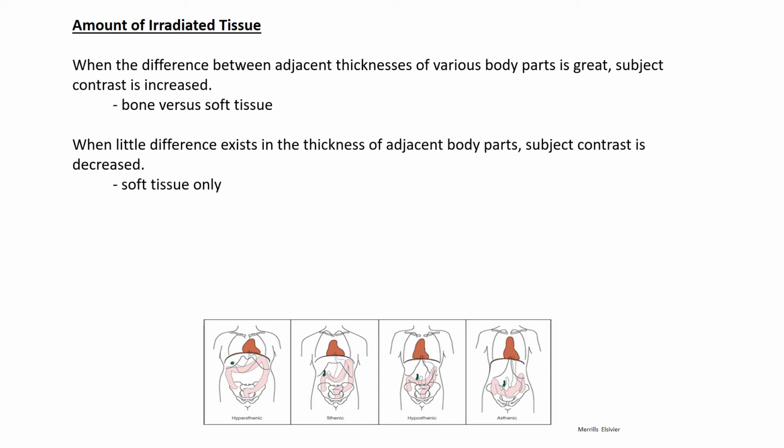Like soft tissue only. Let's think of a mammogram. Let's think of the breast itself. The breast has a lot of adipose fatty tissue that makes it up. Not a lot of subject contrast. There's no bone in there to give us any contrast. It's basically soft tissue only. We say that subject contrast is decreased.